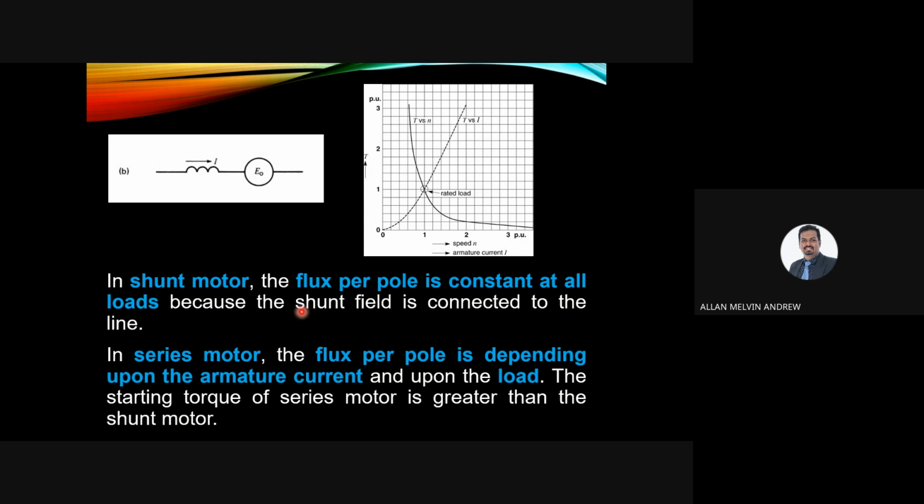But in the shunt motor, the flux per pole is constant, so it doesn't matter whether the current is sufficient or not, whether it's managed well or not, it can still be used. So the shunt motor and series motor each have their own advantages. We need to determine when to use which.